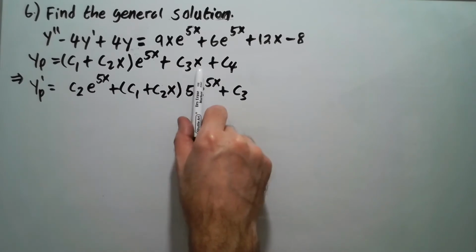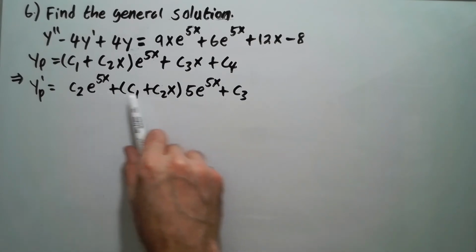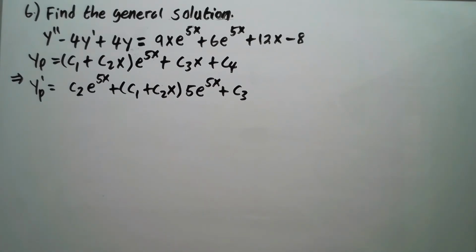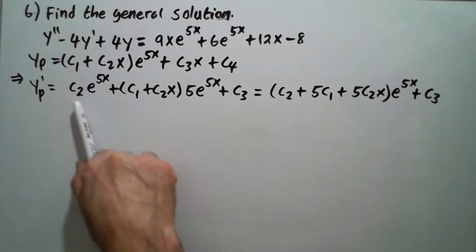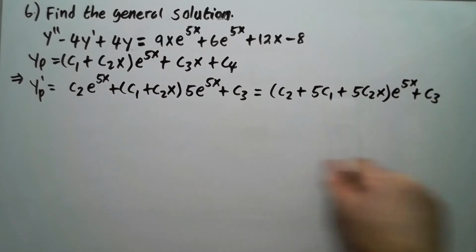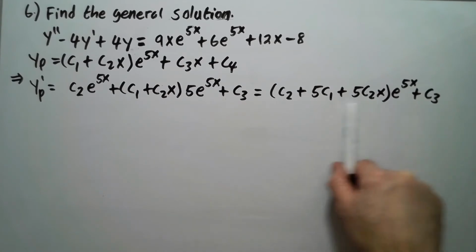Derivative of c3x would just be c3, derivative of c4 would be 0. Let me then factor the e out of these two guys here. So doing that, we get then, okay, so factoring the e out here, then it'll be c2, 5c1, 5c2x, which I've written here, plus c3. Now let's take the second derivative, so we're going to have to use the product rule on this again.